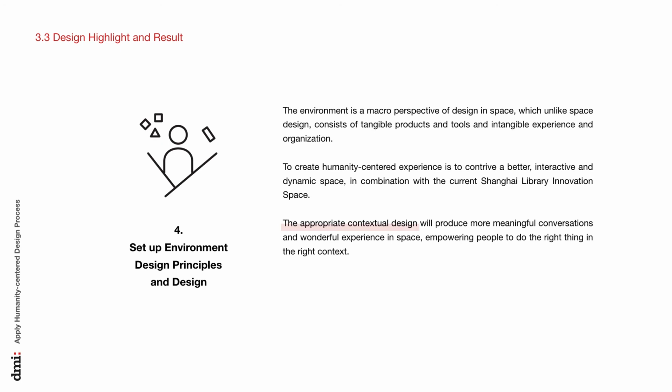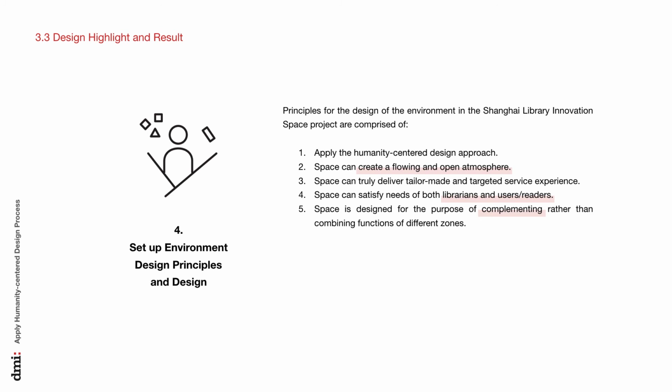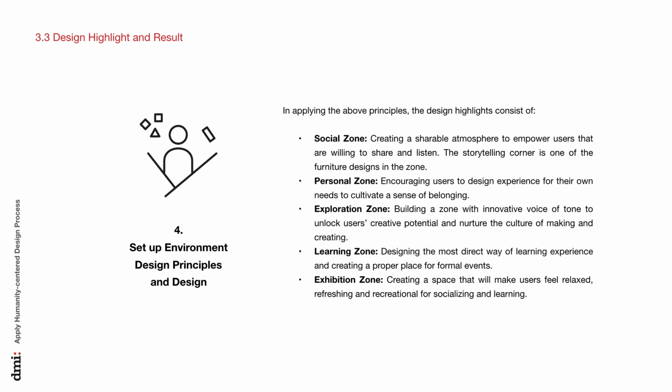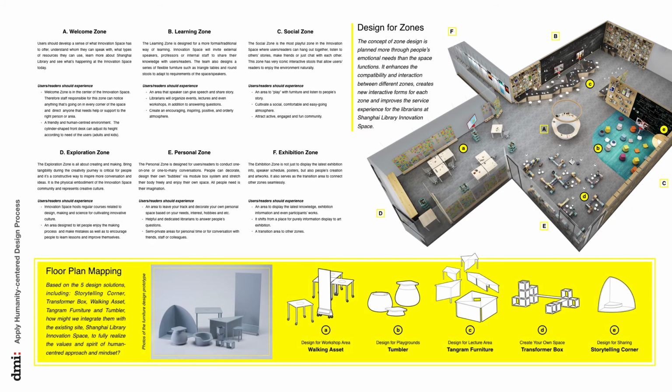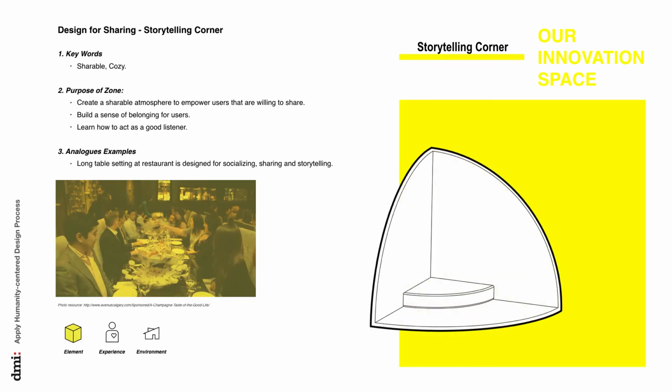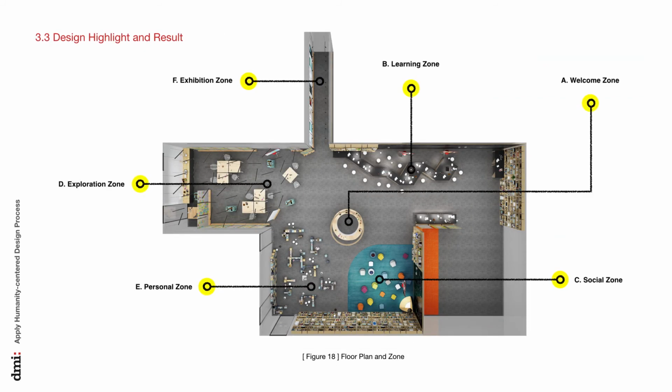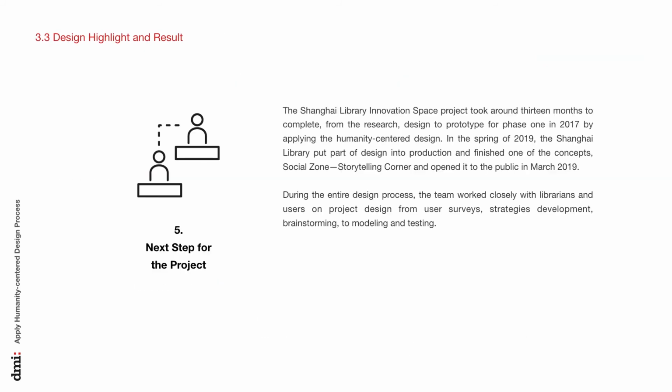The fourth point, set up the environment design principles. We think of a bunch of design principles for the space and environment, and use them to guide us to design better experiences, and also apply them to the different zones of the space. So this is the environment design highlight. There are the zones and furniture. And this is one of the furniture design highlights. We call it the storytelling corner. Different zones, different configurations, different areas. And the last point, next step for the project.